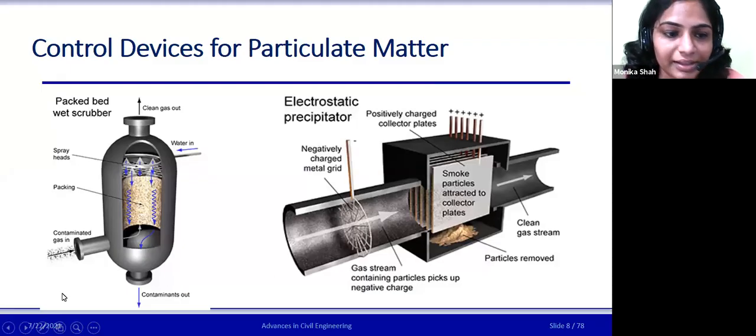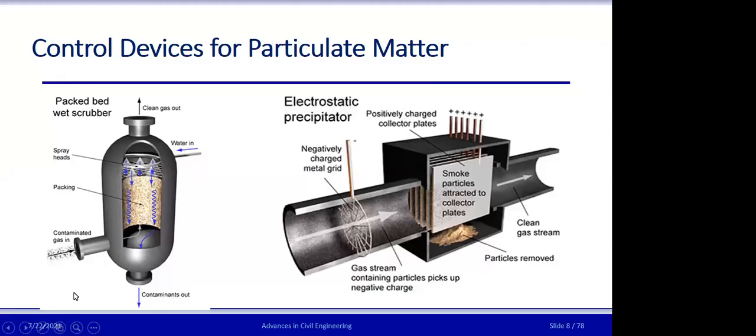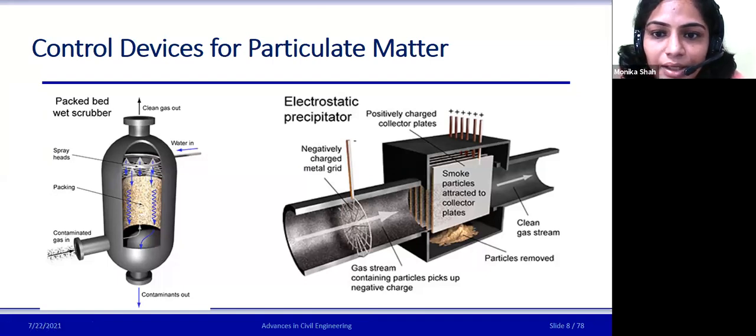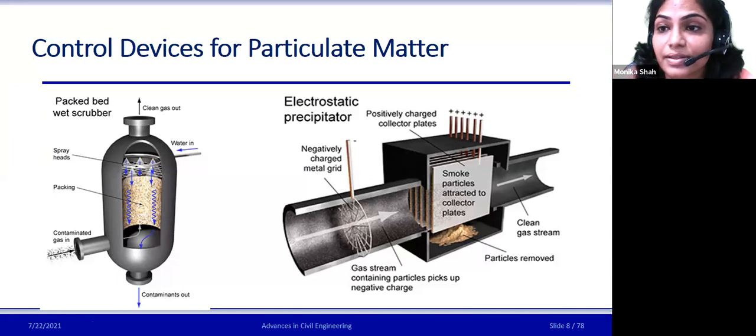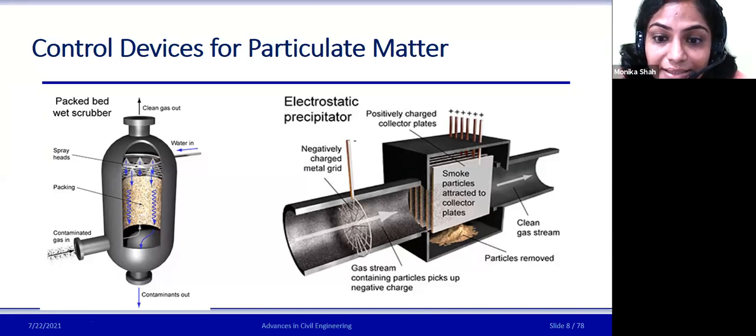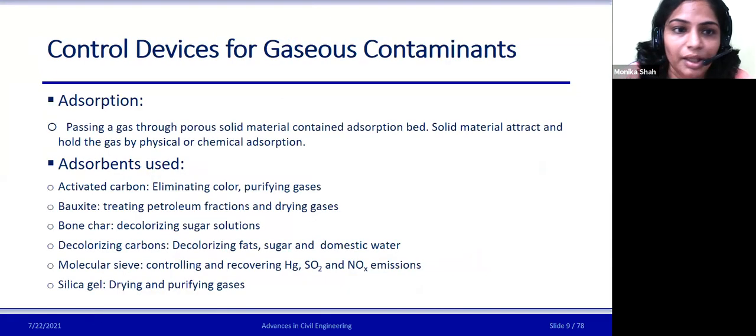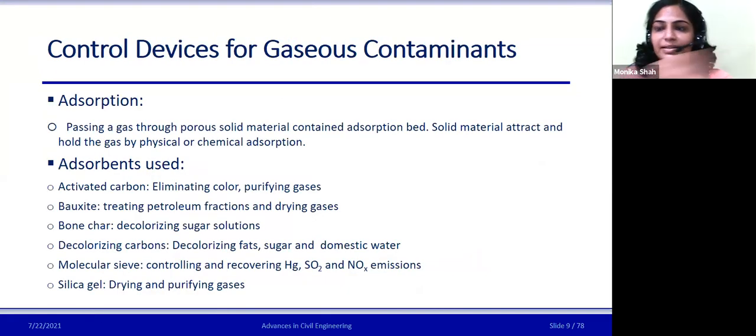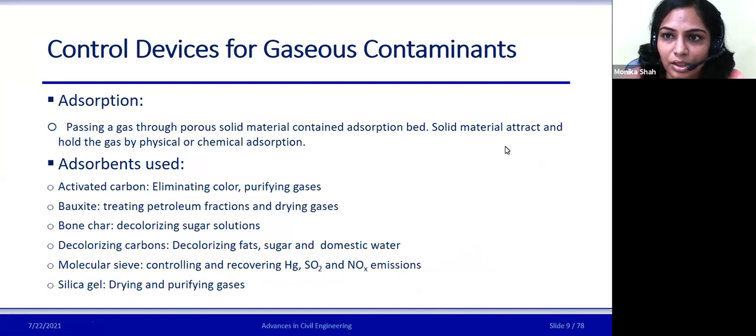Yes, please continue. Okay. So, as I have discussed, the electrostatic precipitator would be the best and most prominent solution for the smallest particulate matter, that is, less than 1 micron. The other control devices we could see are for gaseous contamination, and for gaseous contamination, generally adsorption and absorption are the techniques which are used.